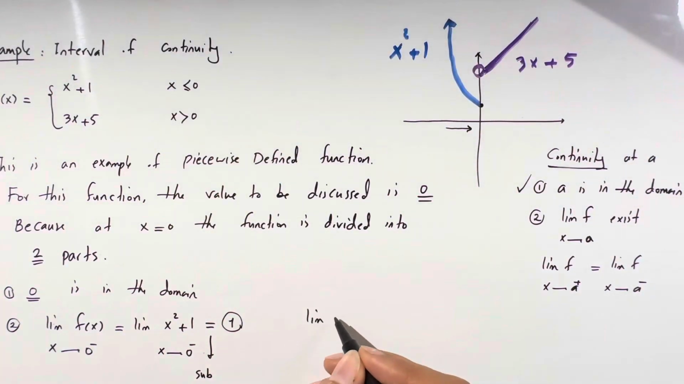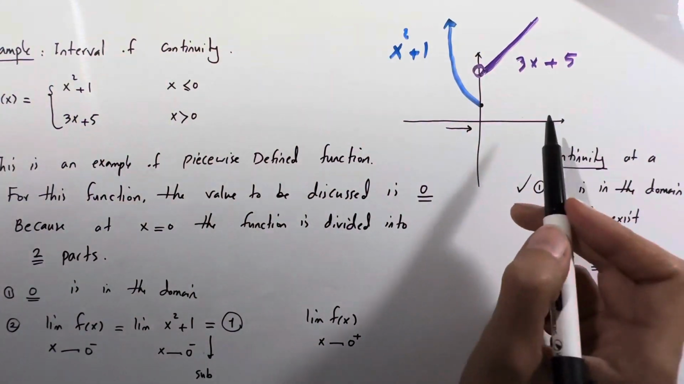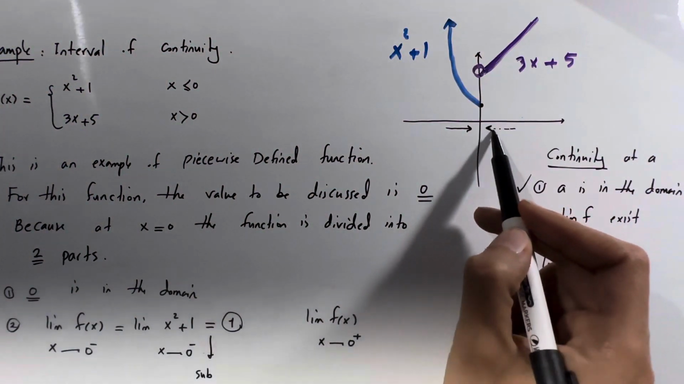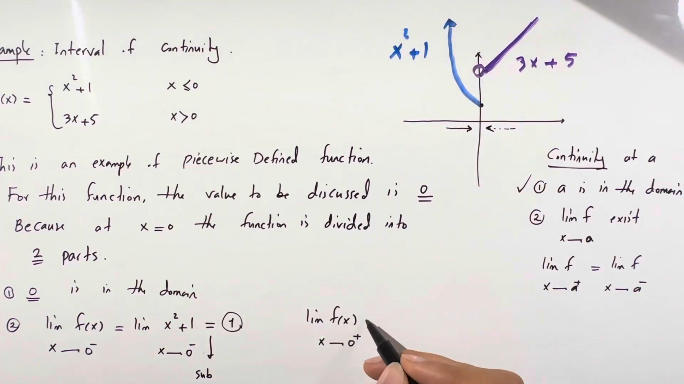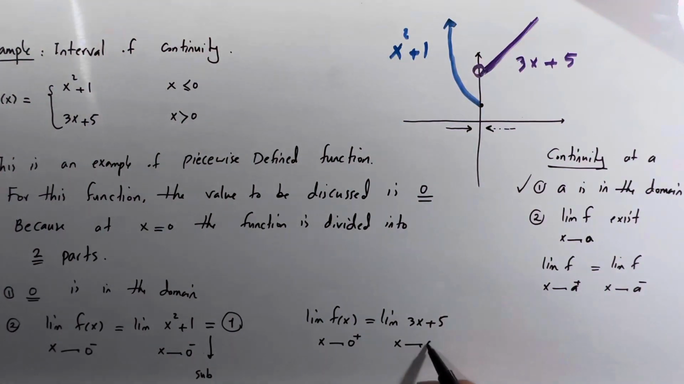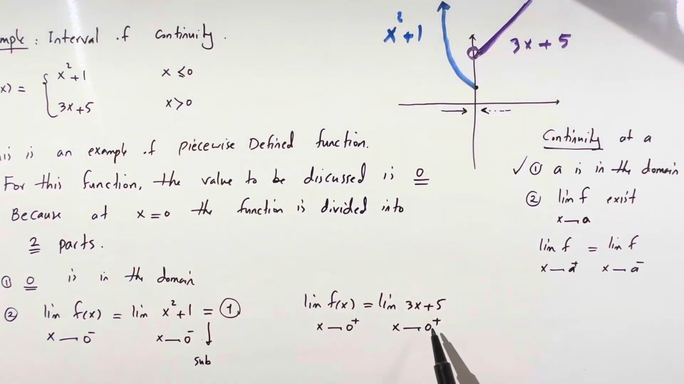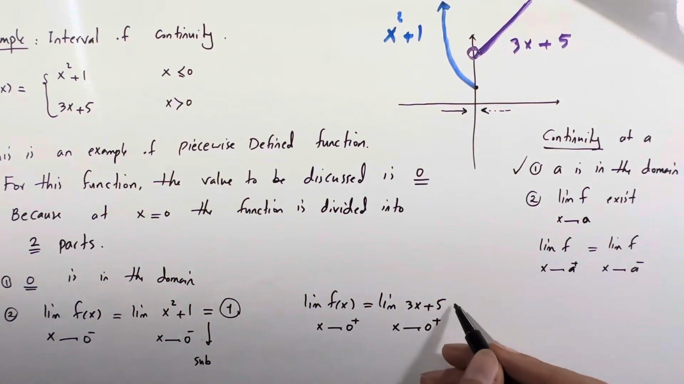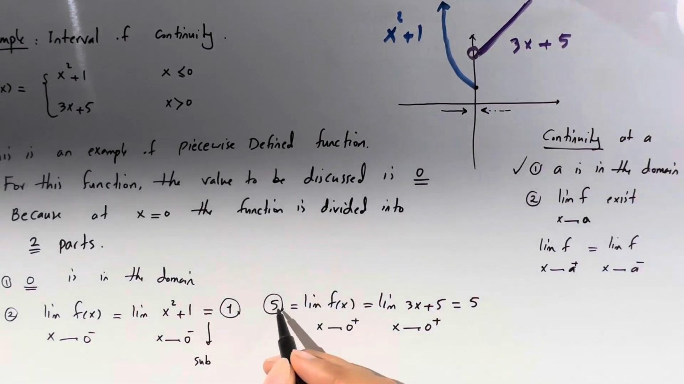Now for the limit of the function from right hand side of 0. When you're getting closer and closer to 0 from right, you are working with this linear function. This is the limit of 3x plus 5 as x approaches 0 from right. But again, here you have a linear function. Simple substitution gives us 5. So basically this is 5 and this is 1.